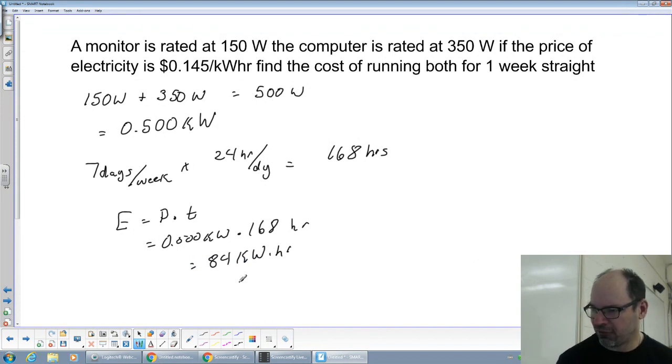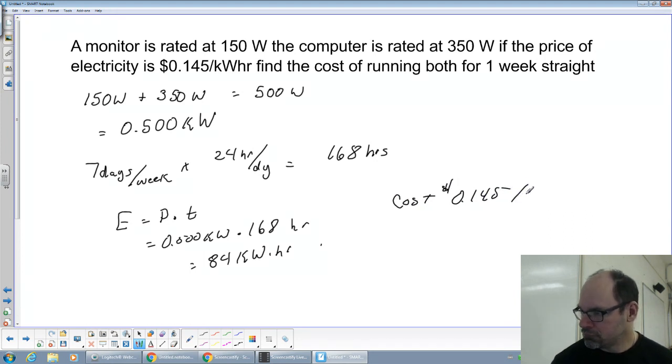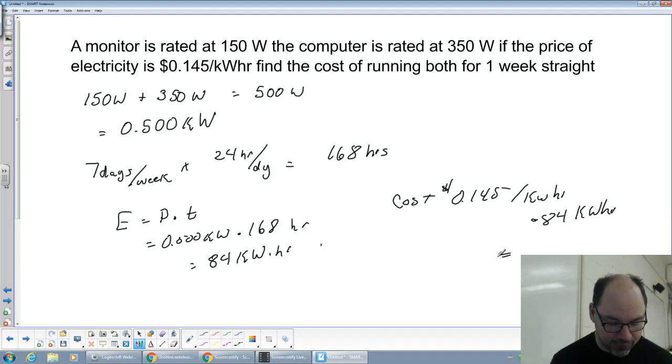Okay, so we've got 84 kilowatt hours. We multiply that by $0.145 per kilowatt hour. So I end up getting $12.18.